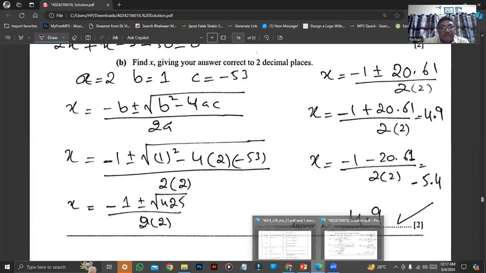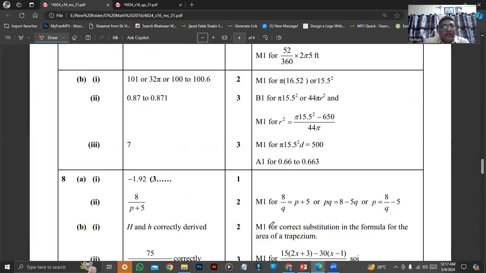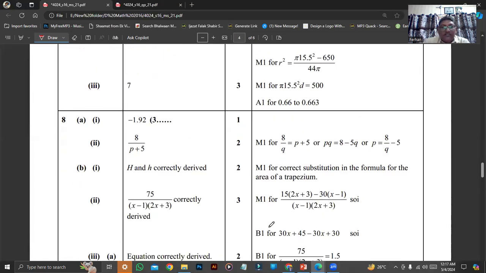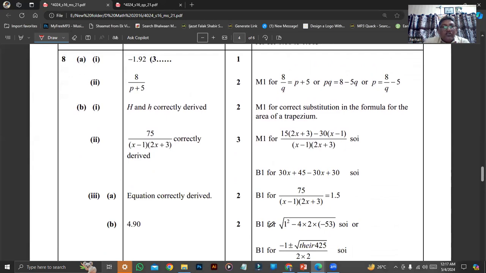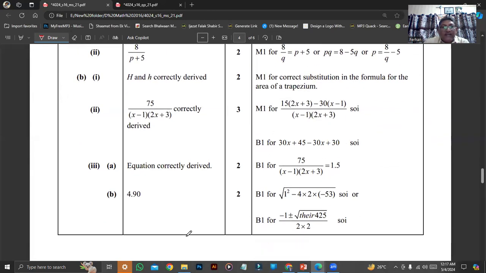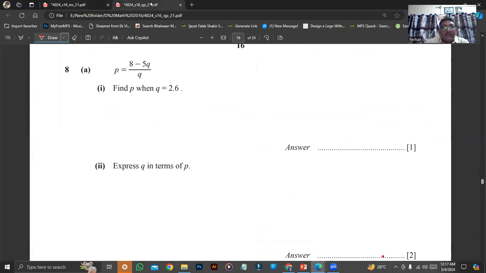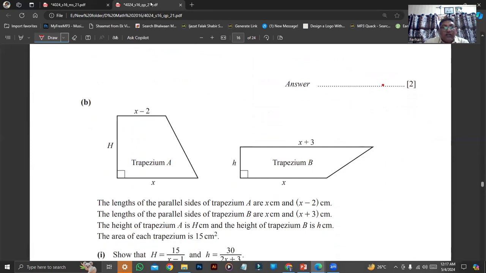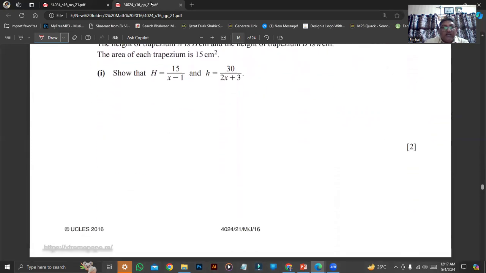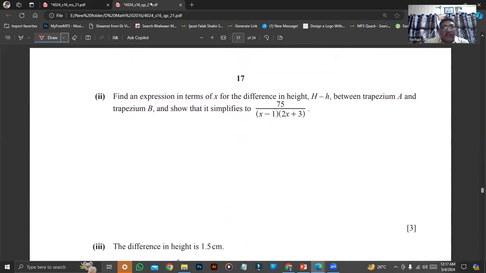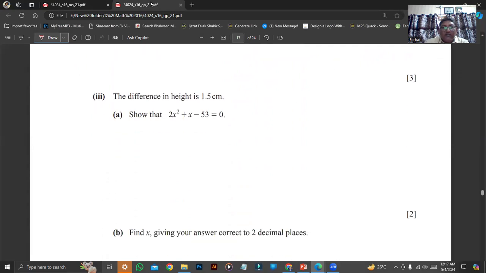So let's check the marking scheme. Okay. So 4.9 is the right answer, sir. Hopefully you understand how we have done this. This was question number 8, the B part. We are done with it, and we are also done with this part.